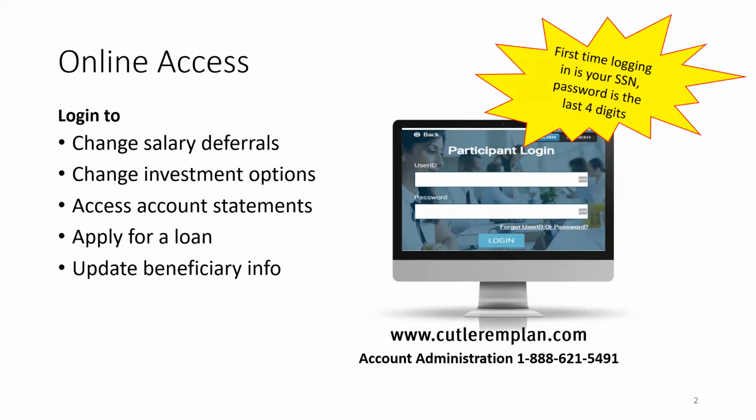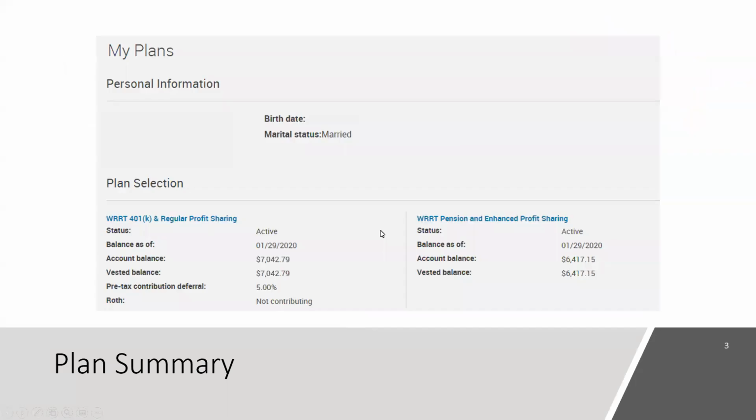First off, for your online access, the address is cutlermplan.com, and the great thing about online is you can change your salary deferrals, you can change your investment options, access account statements, apply for a loan, update your beneficiary, and I'm going to walk you through kind of where all of that is. For those of you who have not logged in before, your first time logging in is your social security number with no dashes, and the password is the last 4 digits of your social security number. So there's that tidbit of information for you.